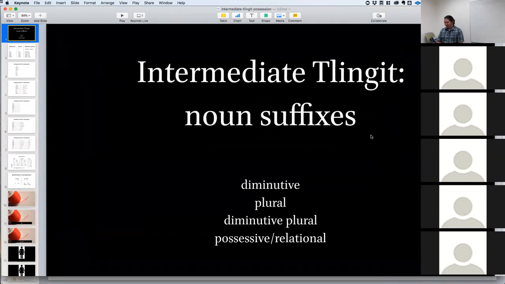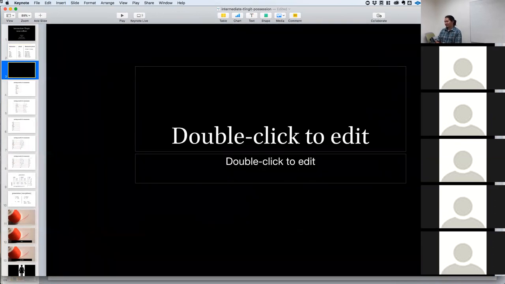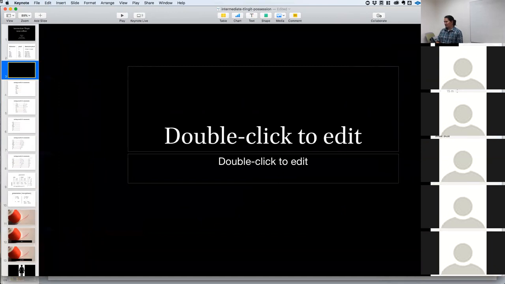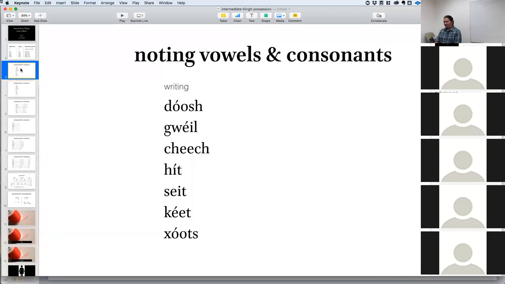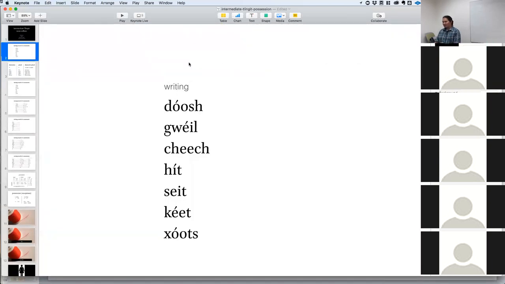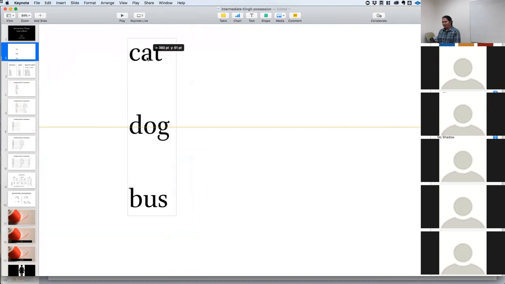So to start this conversation, let me change this. To start thinking about some of the rules that we use in Tlingit, we'll use some examples in English. Here are some English words. Some of you have probably done this before, but if you haven't, let's let the ones who haven't answer some of the questions.